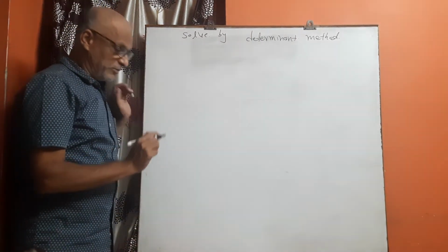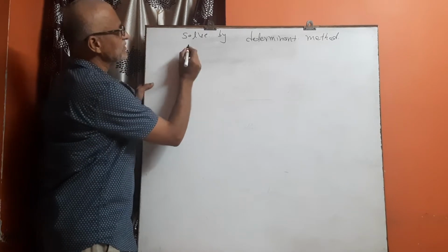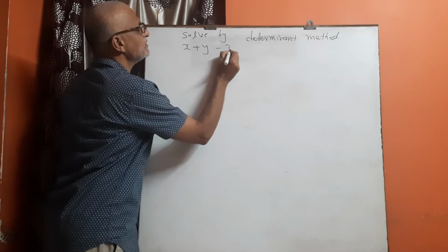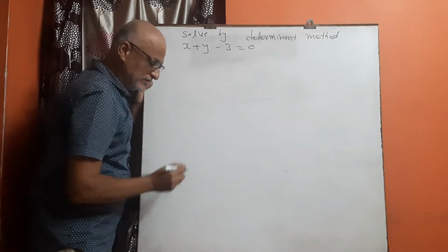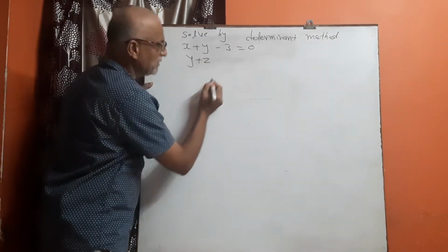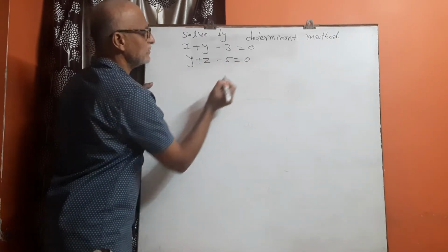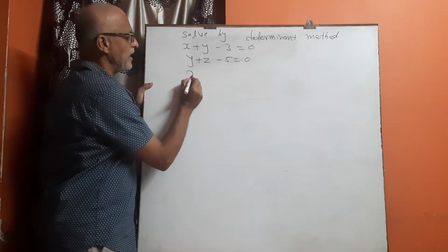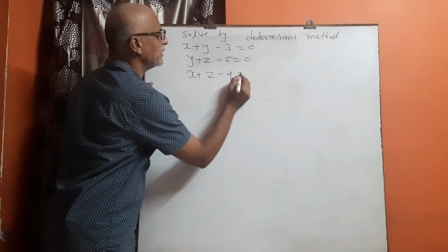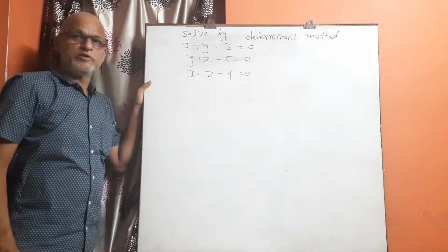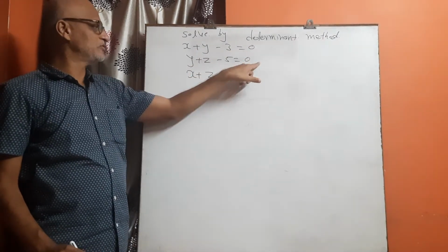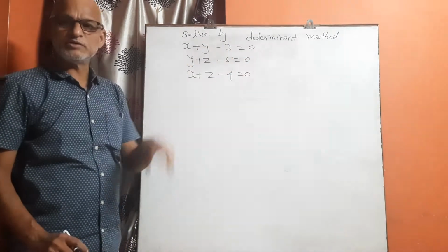Now, the problem is the equations are x plus y minus 3 equals to 0. The second equation is y plus z minus 5 equals to 0. The third one is x plus z minus 4 equals to 0. We have to solve the three equations: x plus y minus 3 equals to 0, y plus z minus 5 equals to 0, and x plus z minus 4 equals to 0.